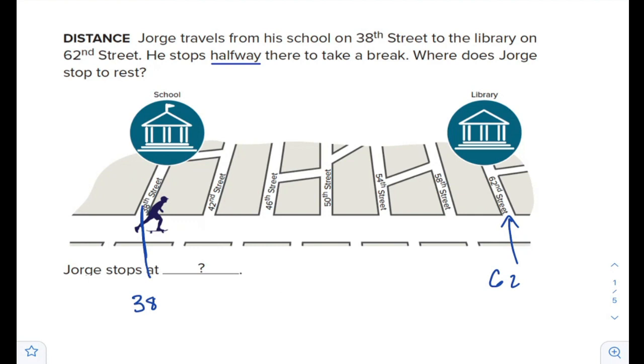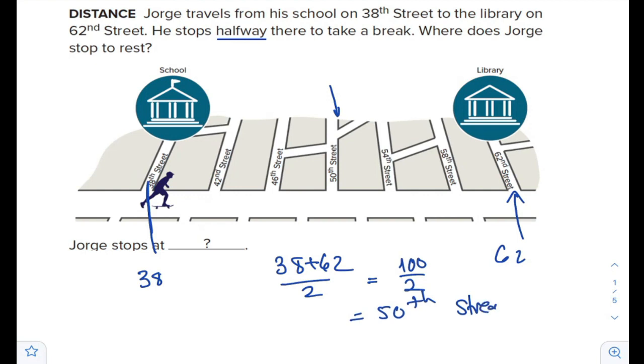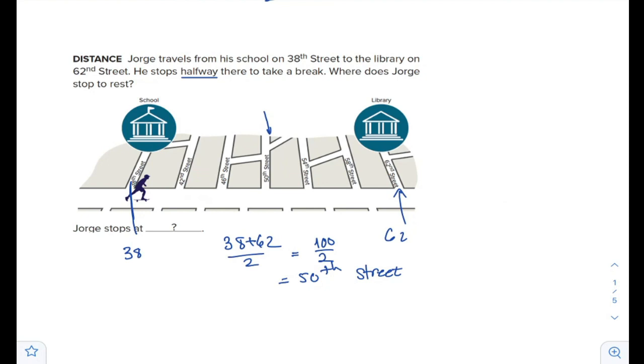Where does George stop to rest? So the stopping point will be at the midpoint, which is 38 plus 62 divided by 2. And when you add them, it will be 100 divided by 2, which is 50. So he will stop at the 50th street. So we found the midpoint as we understood from the text of the problem.